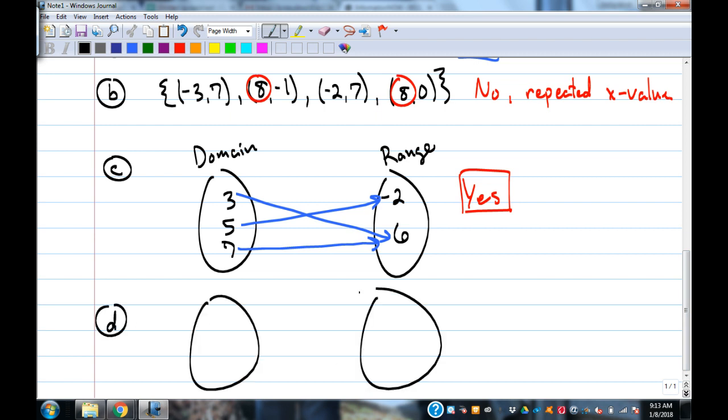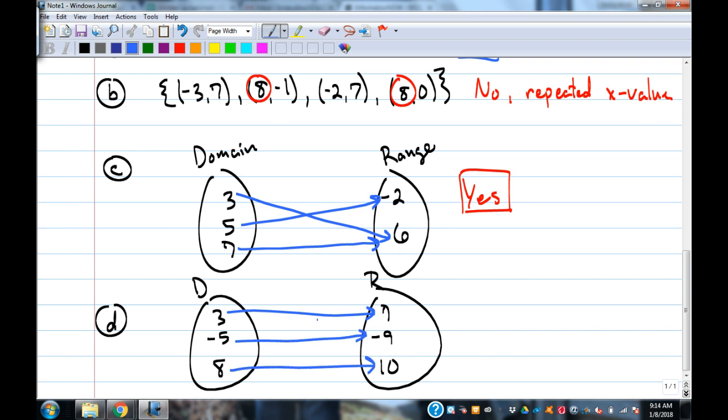Do another bubble. Domain, range, I'll just abbreviate D and R. 3, -5, 8, 7, -9, 10, and 3 to 7, 5 to -9, 8 to 10, and 3 to 10. Is that a function? No. You got a repeated x value right there.